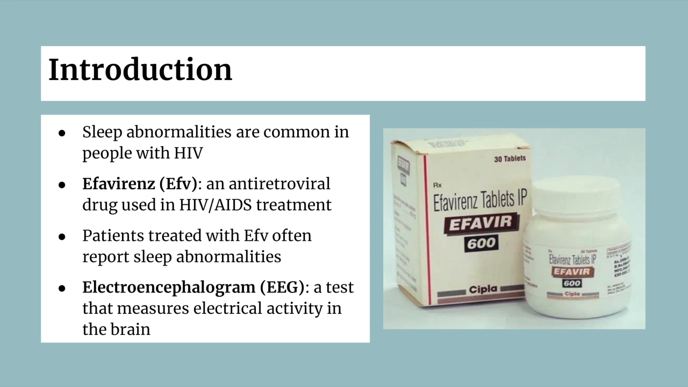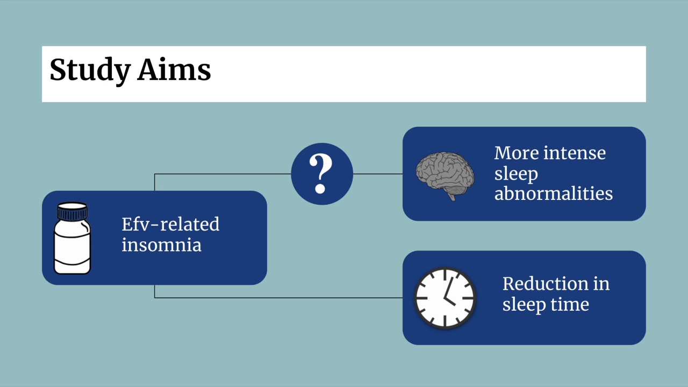In this study, the relationship between efavirenz and sleep abnormalities was analyzed with a variety of diagnostic tests and tools, but one of the most notable is an EEG, or electroencephalogram. An EEG is a test that measures electrical activity in the brain. Prior research has shown that efavirenz-related insomnia is characterized by a reduction in sleep time. In this study, the authors wanted to determine if efavirenz-related insomnia is also characterized by more profound sleep abnormalities, like a reduction in REM sleep, poor sleep efficiency, frequent sleep disturbances, compensatory napping, and greater sleep latency, or the time it takes to fall asleep.